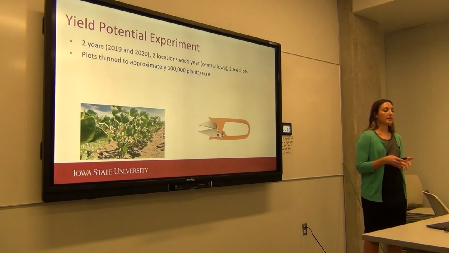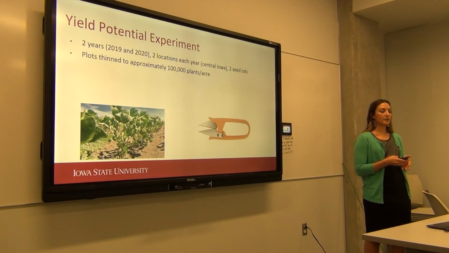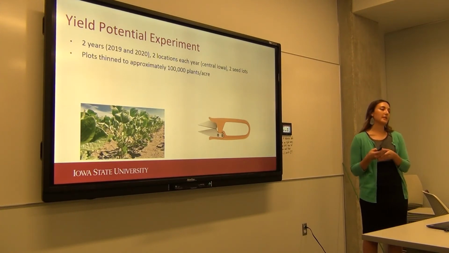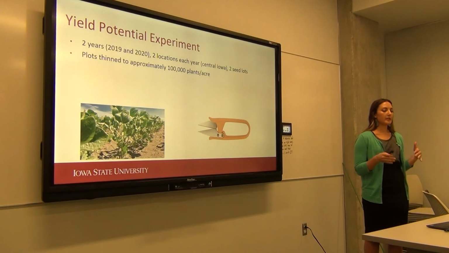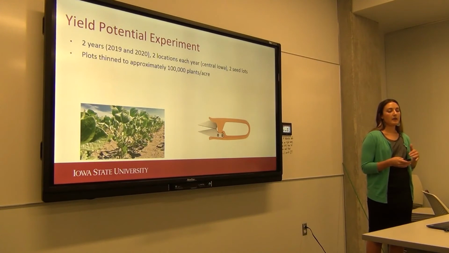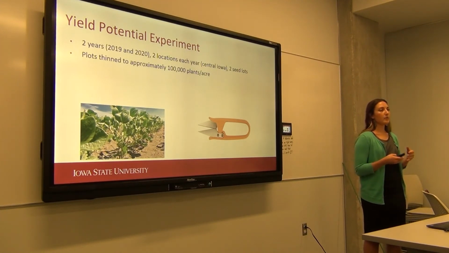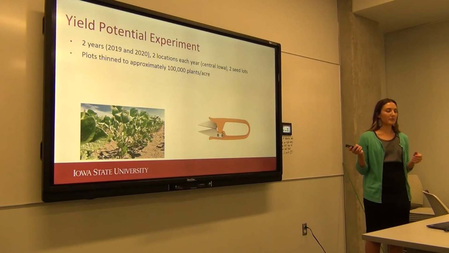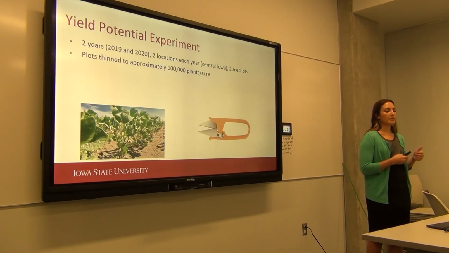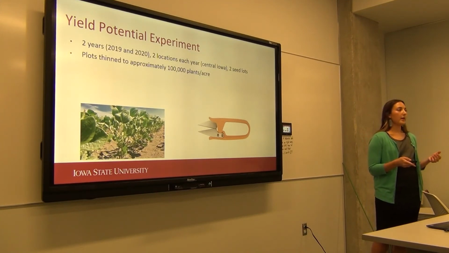Again, this experiment was planted in 2 years. There were 2 locations each year, both in central Iowa, and then 2 seedlots of the same variety were planted each year. And the setup of planting and stand counts for this experiment was a little bit different than the last ones, because these plots were planted at a little bit higher seeding rate to make sure that we had over 100,000 plants per acre. And then we went out and we took stand counts, and using the clipper shown in this picture, we thinned the rows uniformly to achieve approximately 100,000 plants per acre. And then we went out 2 weeks later again to do another stand count and additional thinning if we needed to.